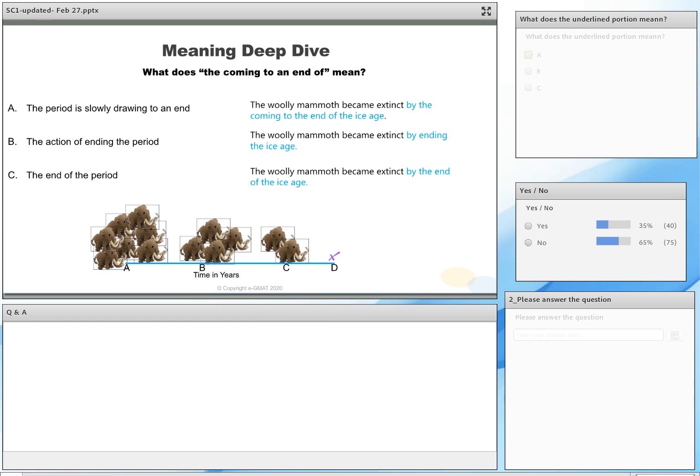It doesn't give us that slow decrease over time. It doesn't give us that sense that by the coming to an end, things are wrapping up. It just says by the end, there were no more, but we don't get that slow decrease over time. Is that difference in meaning clear to everybody? Let me clear the answers out of the yes/no poll and reopen that. Does everybody see the difference between choices A and C?